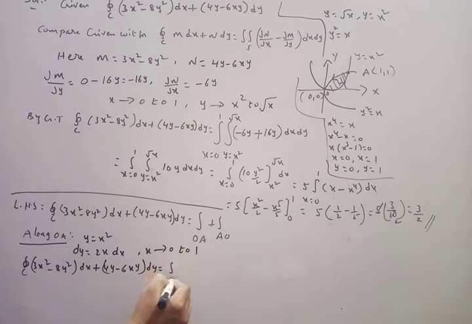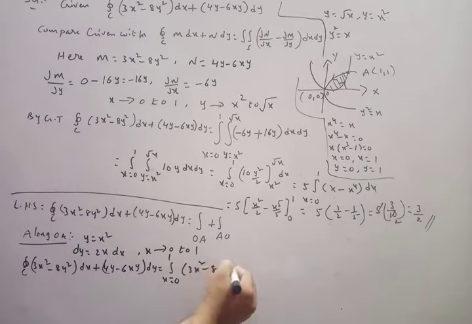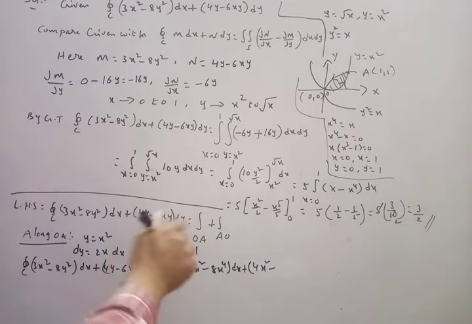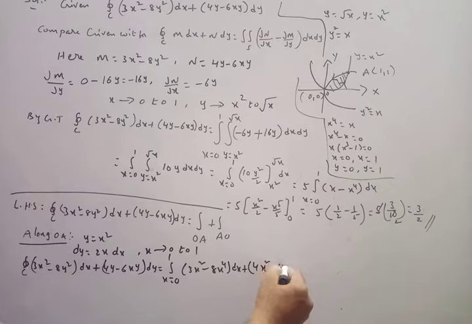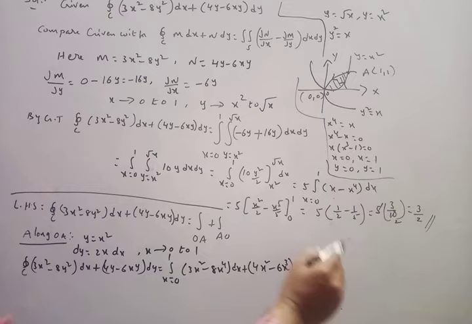we are changing in terms of x, x is equal to 0 to 1. So in place of y, you have to write x square. So what I get here, 3x square minus 8y square. y is x square, no. So 8x power 4 into dx plus 4y, 4 into x square. So y is x square, no. So minus 6x cube into dy. What is our dy value? 2x dx. Okay.